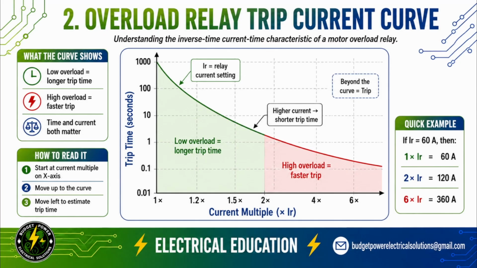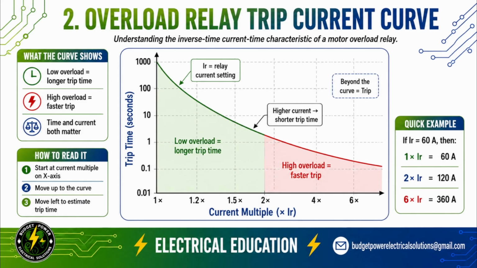Now let's look at the actual overload relay trip current curve. On the horizontal axis, we have the current multiple, based on the relay setting, or IR. On the vertical axis, we have the trip time in seconds. The important thing to notice is the shape of the curve. When the overload current is only slightly above the relay setting, the relay allows a longer time before tripping. But as the current becomes higher, the trip time becomes much shorter.